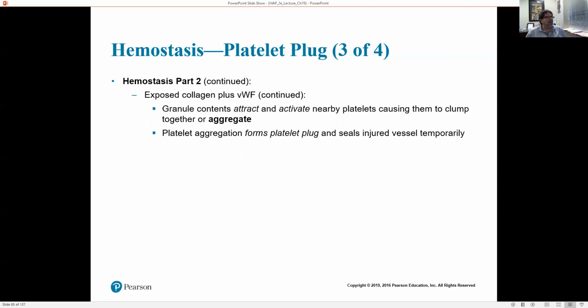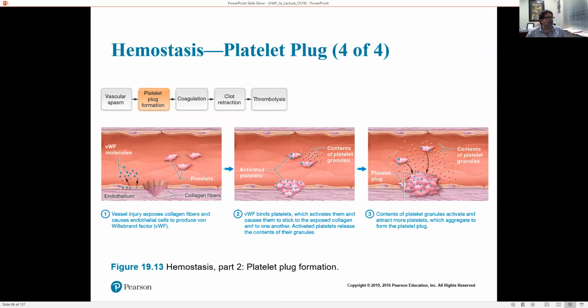The exposed collagen plus this VWF, the granular contents attract and activate nearby platelets, causing them to clump together. What we call aggregates. So they stick together. This platelet aggregate forms the platelet plug and seals the injured vessel temporarily. Here it is. Platelets coming through. Here's the von Willebrand molecules binding to it, making them sticky, and they stick, and bang, you get a clot there. Now remember, a moving blood clot is an embolism, right? So this is one that's localized.